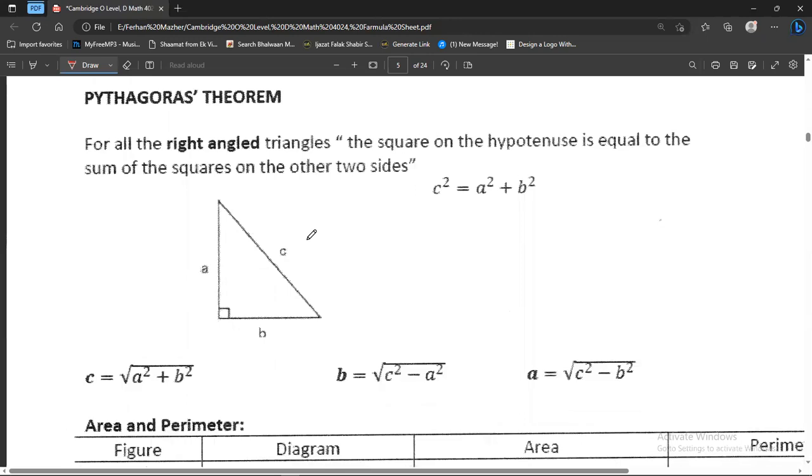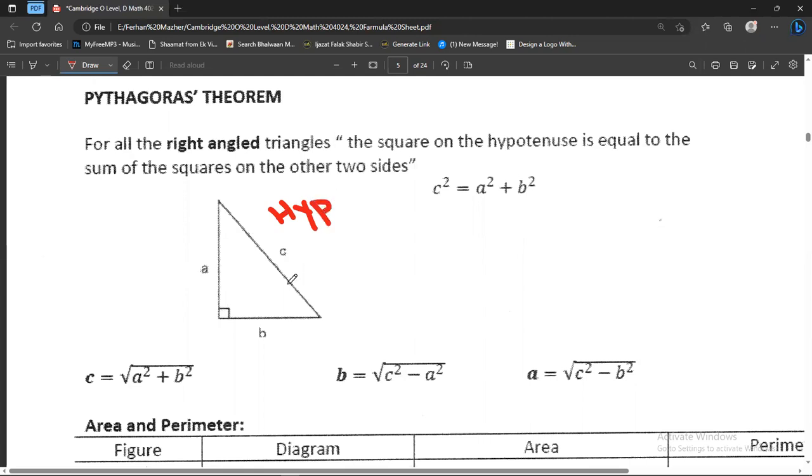Mensuration. Pythagoras theorem: if you have right angle triangles, for all the right angle triangles, the square on the hypotenuse is equal to the sum of the squares on the other two sides. So here we have, opposite to the 90 degree, this is called the hypotenuse. So this side is called the hypotenuse.